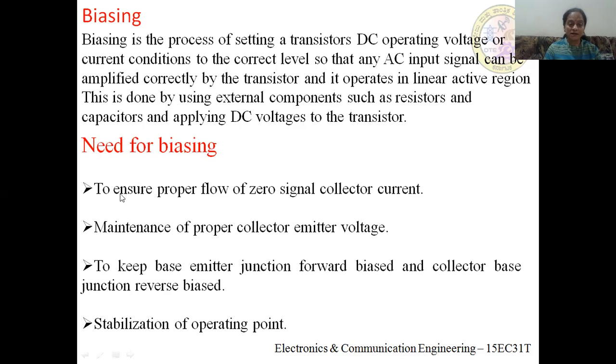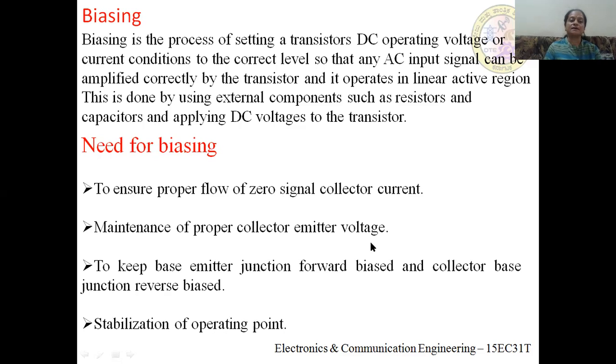So all these four conditions need to be met: without applying a signal, some collector current should flow, and the transistor should always operate in an active mode. That is, the emitter base junction should be forward biased, the collector base junction should be reverse biased, the proper collector emitter voltage should be maintained, and the operating point should not change with change in the transistor parameters. So in order to satisfy these, we have to do the biasing.